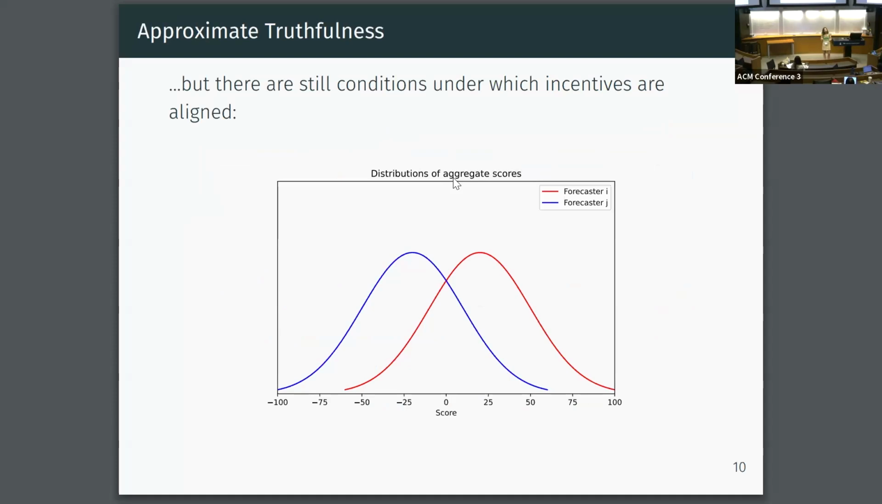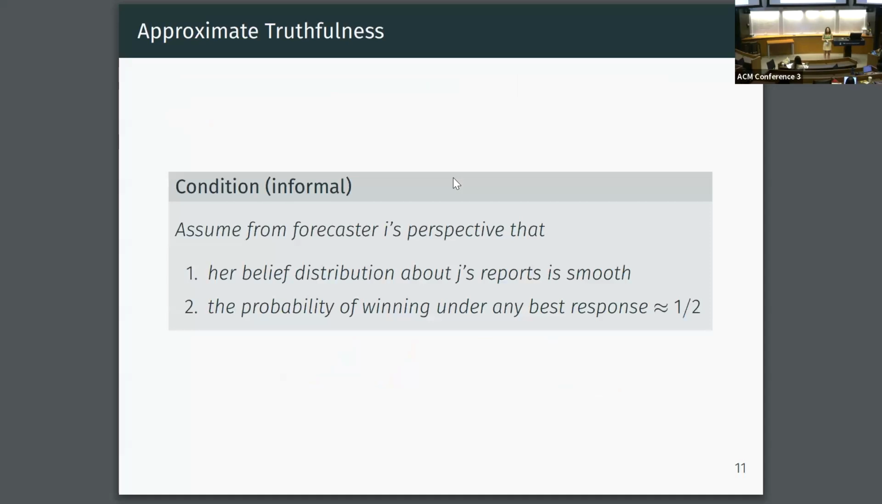But luckily, there are still conditions that we've discovered in this two forecaster setting where incentives are aligned. So at a high level, the idea is we have our two forecasters, but their distributions are much closer, right? They're overlapping much more. And so there's a lot more uncertainty about who's going to win. And both of them think they really have a shot at winning this tournament. And so we're going to have this informal condition. Feel free to ask me about the technical details later if you'd like.